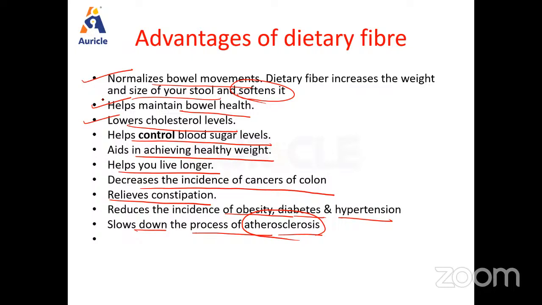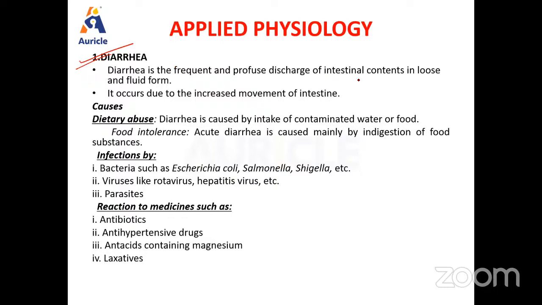Now the applied physiology of the large intestine. First we have a very important condition, that is diarrhea. What is diarrhea? Diarrhea is the frequent and profuse discharge of intestinal contents in loose and fluid form, and it occurs due to increased movement of the intestine. It means the person will defecate more than 7 to 8 times, or even more than that, and the stools will become very loose. Diarrhea is caused by intake of contaminated water or food.